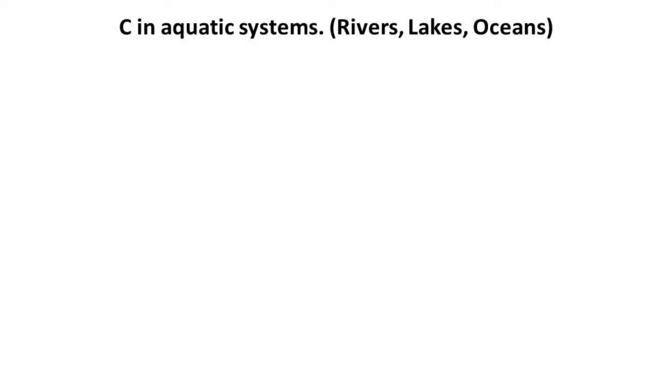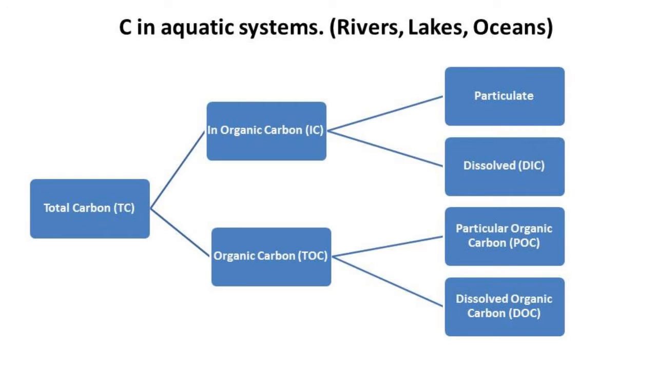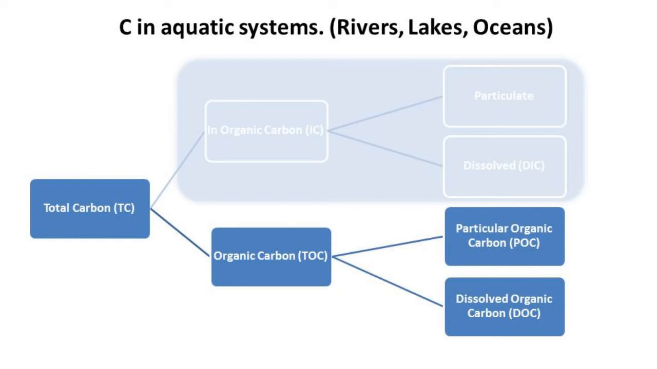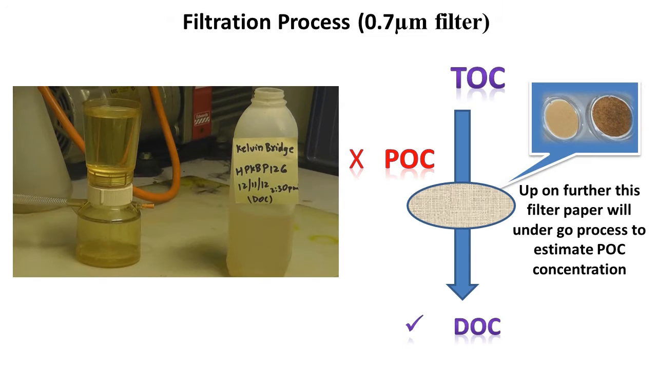Carbon in aquatic systems exists in 2 forms. This research mainly focuses on the organic form of carbon generated by decomposition of plants and other organic matter. The organic carbon which does not pass through a 0.7 micrometer filter is POC, and that which passes through the filter is DOC.